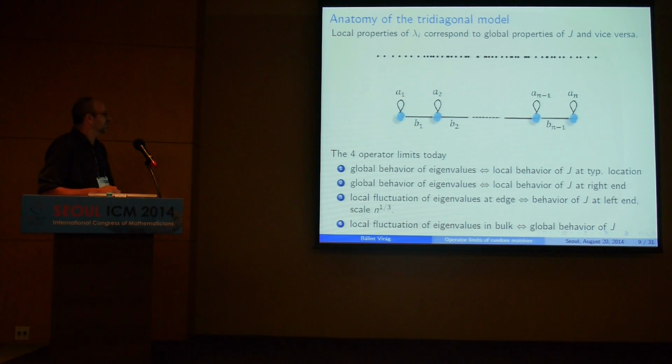You can also say something about the eigenvalues by just looking at one of the ends, for example, the right end. If you want to understand the fluctuations of the eigenvalues in the GOE on the edge, here or here, one of the edges, then it turns out that what you have to look at is the top part of this operator J, up to about n to the 1/3 entries. So that's the window that you have to look at. The others actually don't matter at all.